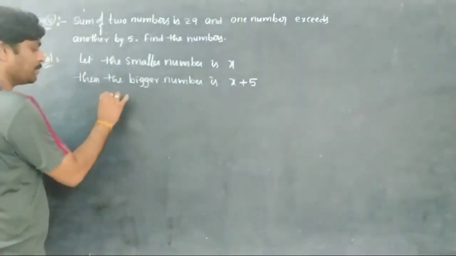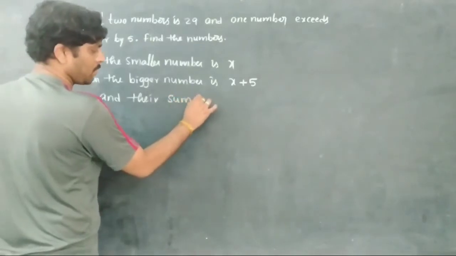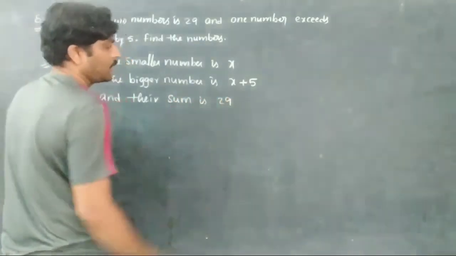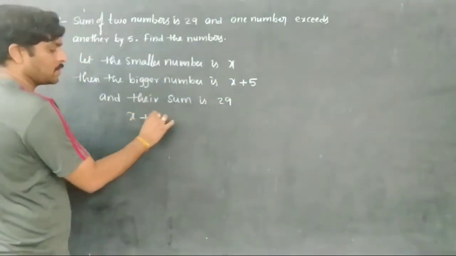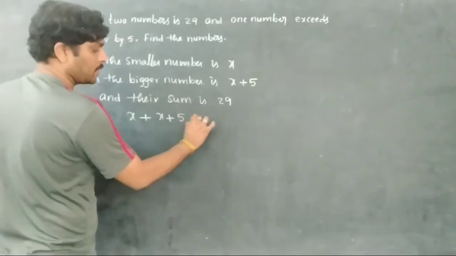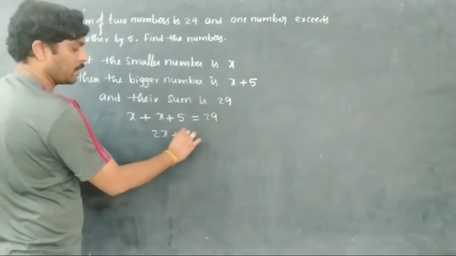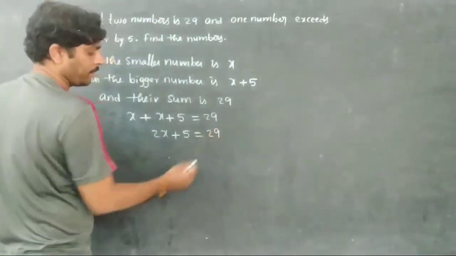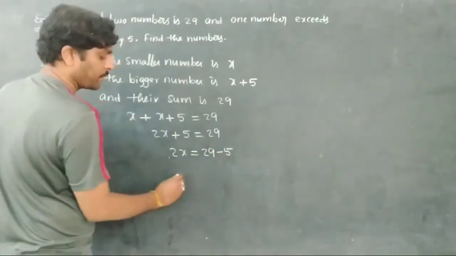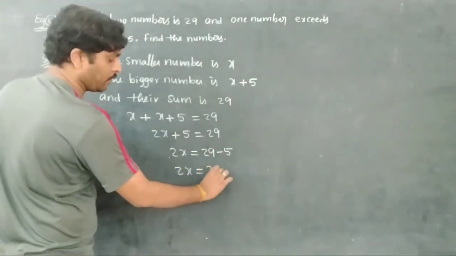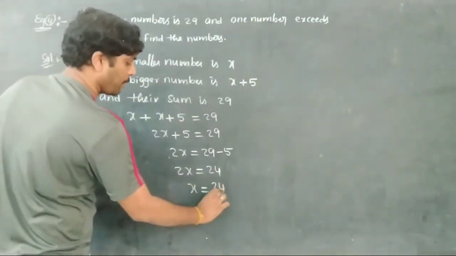Okay, and the sum is 29. The sum of the two is 29. Now x plus x plus 5 is equal to 29. Now 2x plus 5 is equal to 29. Now 2x is equal to 29 minus 5. Now 2x is equal to 24. Now x is equal to 24 by 2.